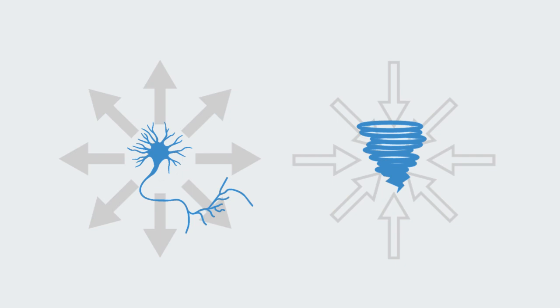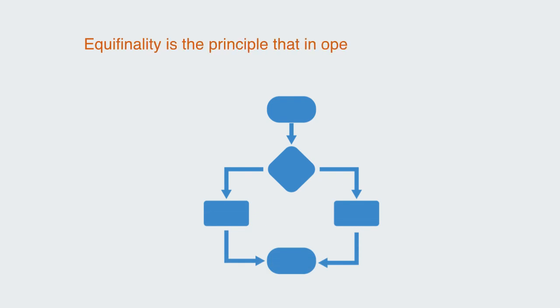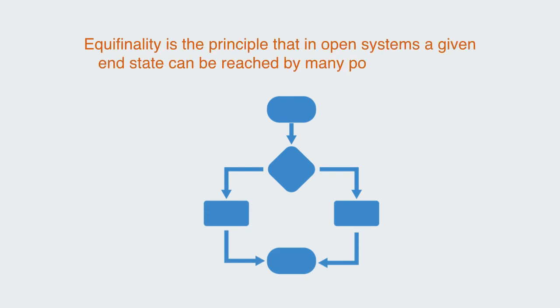This leads to the idea of equifinality, which is the principle that in open systems, a given end state can be reached by many potential means. The term and concept are derived from Hans Driesch, the developmental biologist, and later applied by Ludwig von Bertalanffy, the founder of general systems theory.